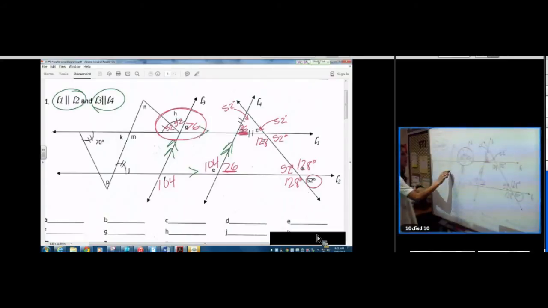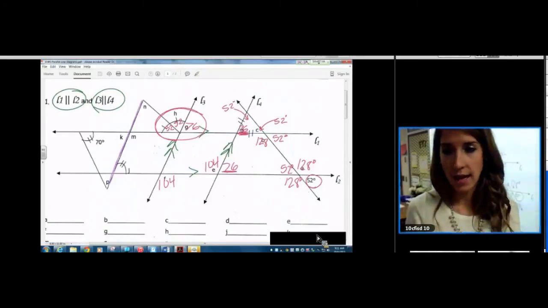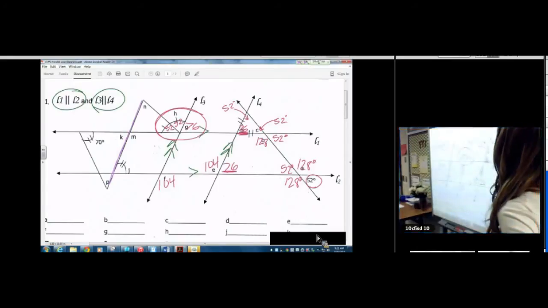Now the problem is, be careful, because this line is not parallel to anything. So be careful. You can't use like corresponding angles and put the 104 there. No, because you have to only use your theorems with parallel lines. Don't use it on lines that are not parallel. So be careful with that purple one.